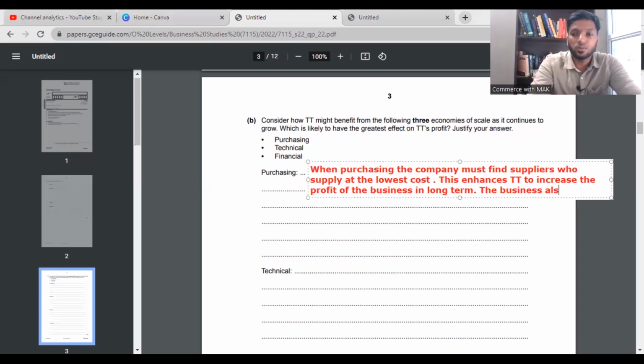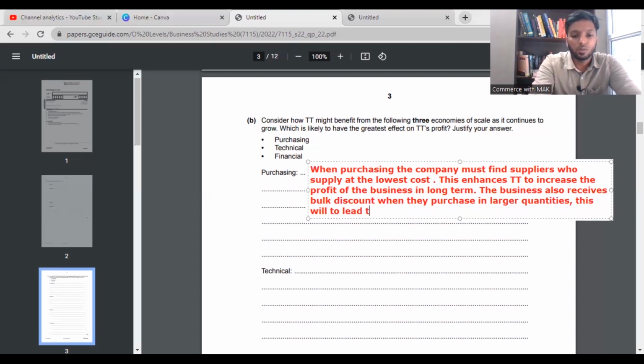The business also receives bulk discount when they purchase in larger quantities. This will lead to economies of scale. Hope you guys understood. And then we'll move on to the next part of the sum.